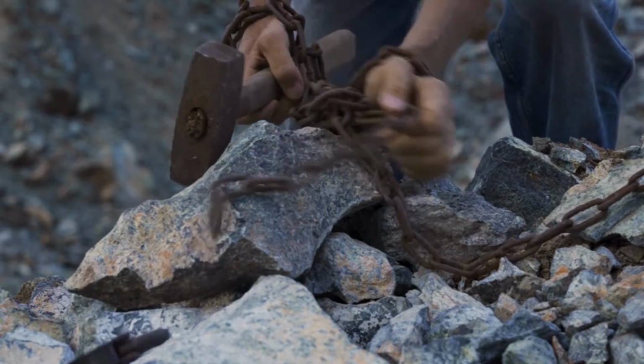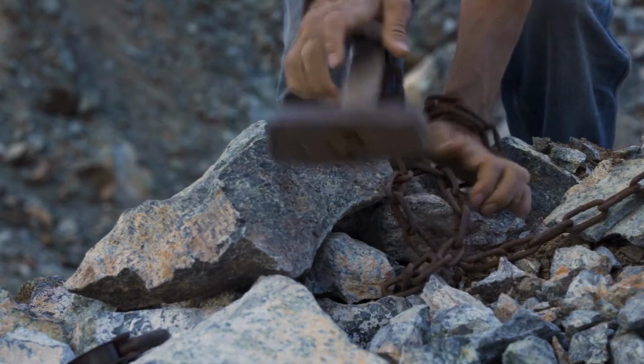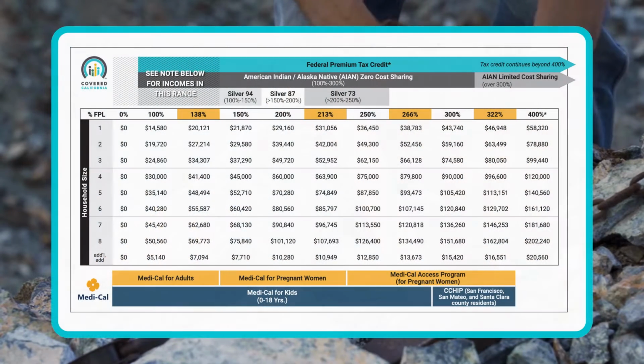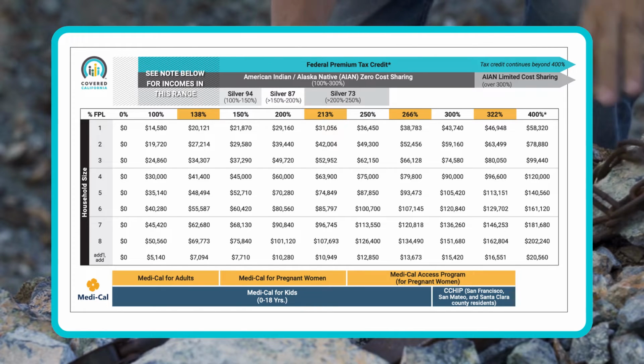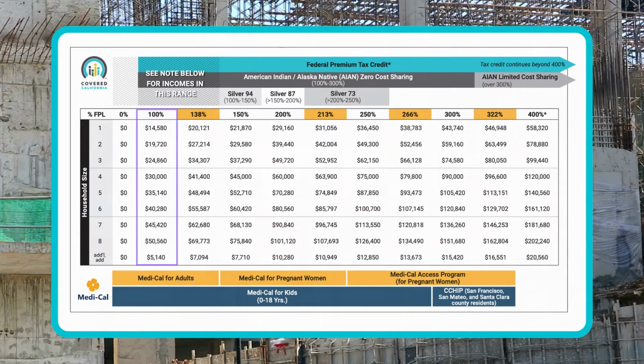The APTC is calculated using something called the federal poverty level. If we look at the chart here for the FPLs, you can see at 100% of the FPL, if you are below 100% of the FPL, then the federal government says that you are below the poverty level. And if you are above 100%, then you are above the poverty level.